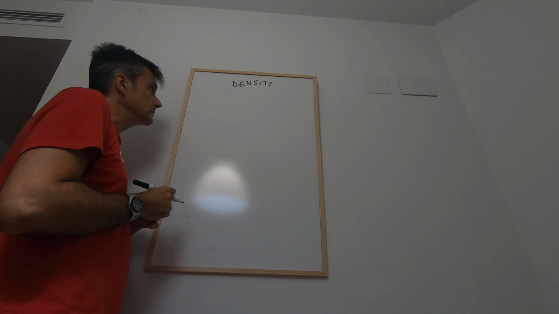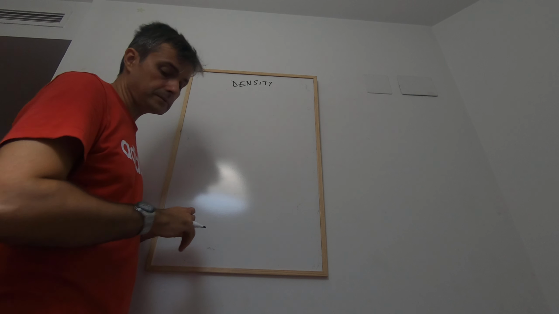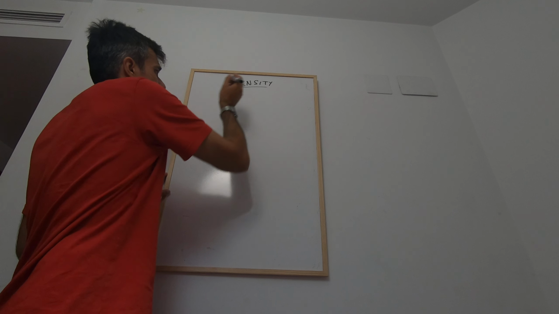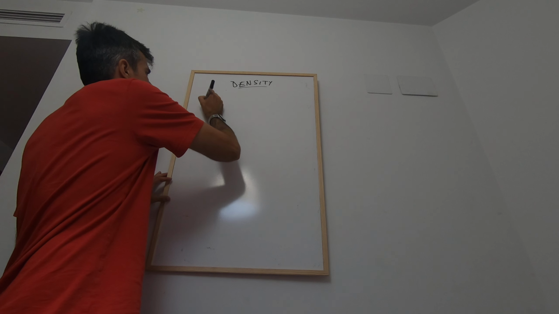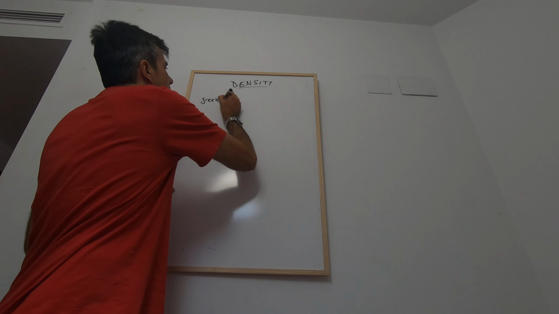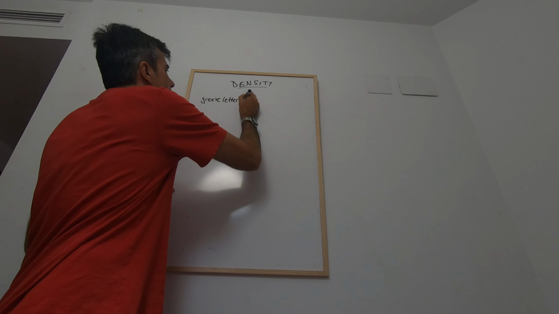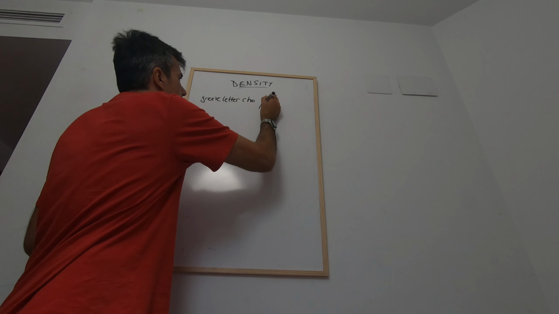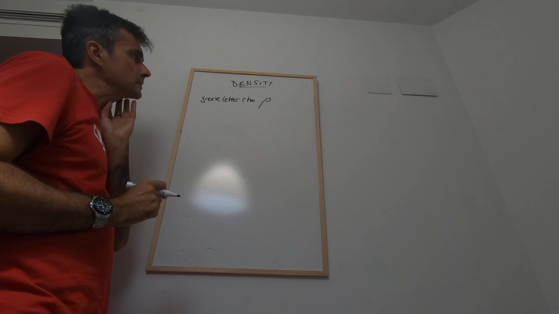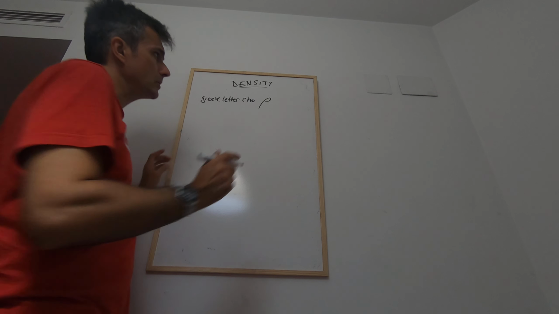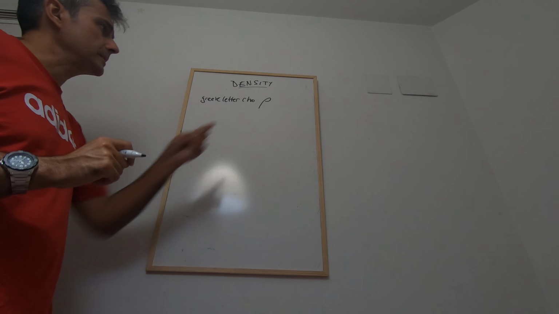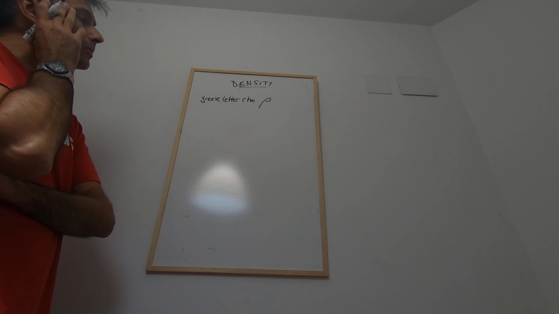Density in general refers to... usually density is represented by the Greek letter rho. Greek letter rho. It is the Greek letter for R. This is a small rho. The big rho is like a P, but this is a small rho.